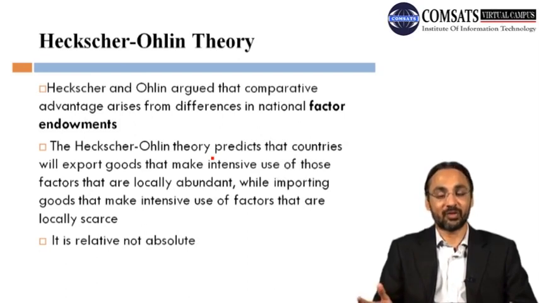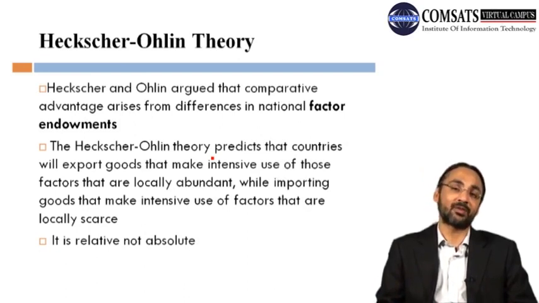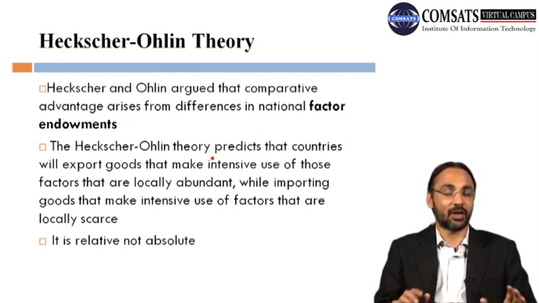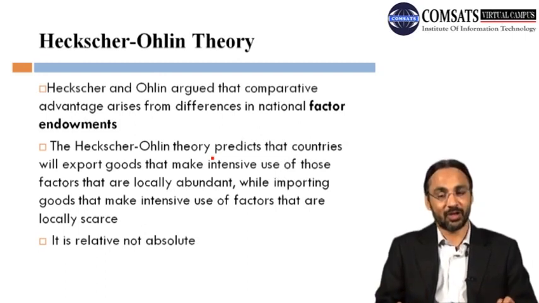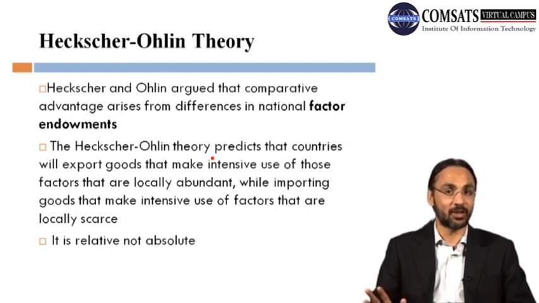These are natural resources, and the second sort of resource is people. Some countries are blessed with highly skilled workers, like Japan, which has more engineers and scientifically educated people. Some countries have highly technological equipment or machinery. They got the factor endowment in those terms.